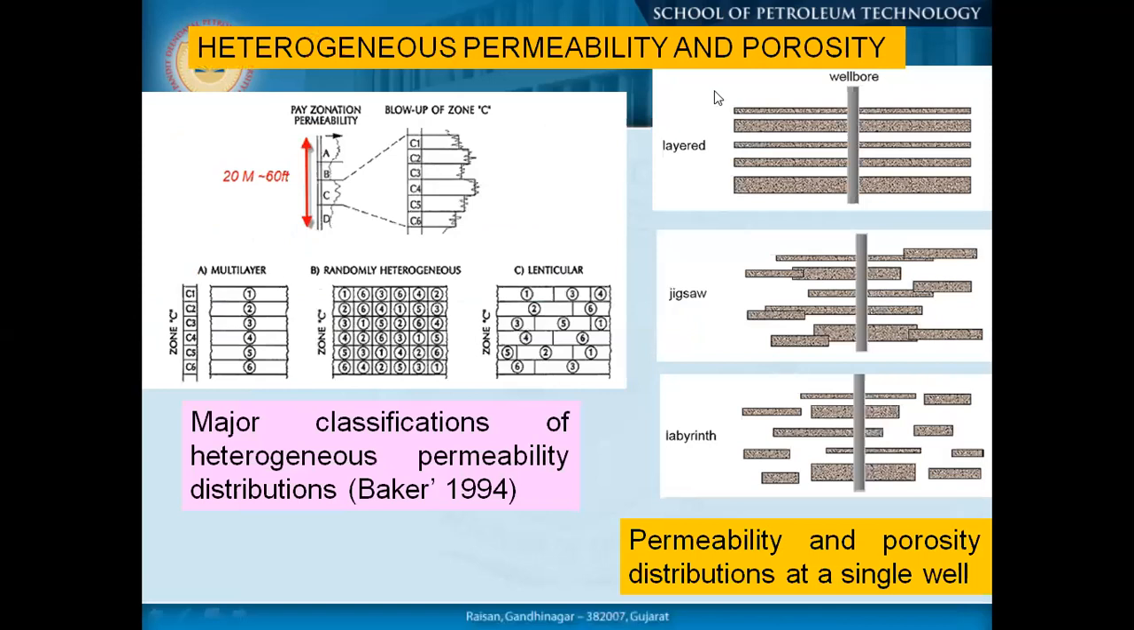Heterogeneous permeability and porosity. So now you try to understand our different reservoir segments. If I distribute, you have a multi-layer reservoir, a randomly heterogeneous reservoir, and a lenticular reservoir. That means the type of sedimentary environment where this specific pay sand is deposited would be the guiding factor to understand your reservoir architecture. Once you understand the background geology of the environment of deposition of this specific pay sand, it will be easier for you to upscale.